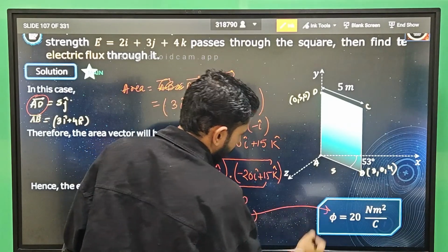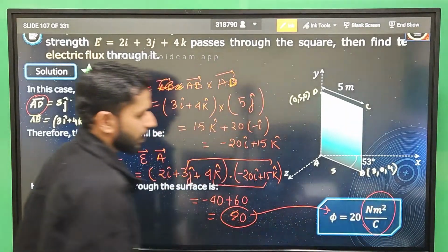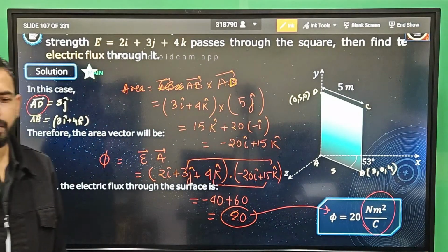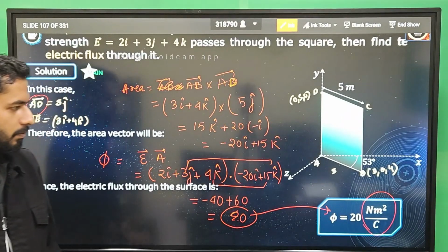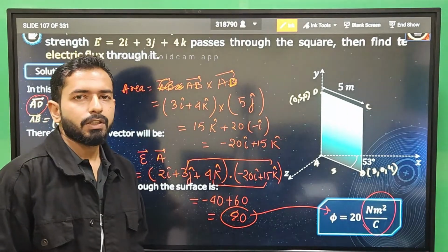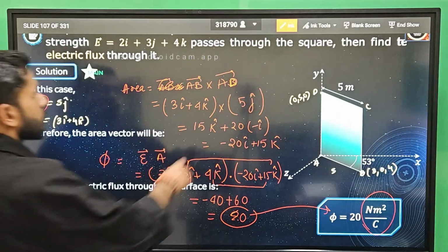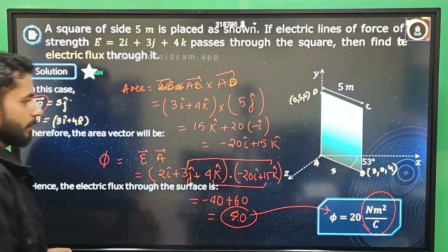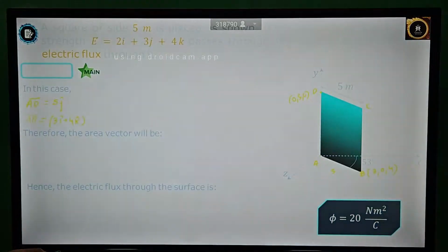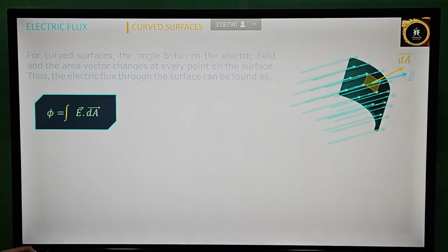So this is my final answer, and the units are newton meter square per coulomb. Correct? Is it clear? Any doubt in it? This way you will be calculating flux. So this is for open surfaces. If open 2D surfaces are there, that's how you will be calculating flux.